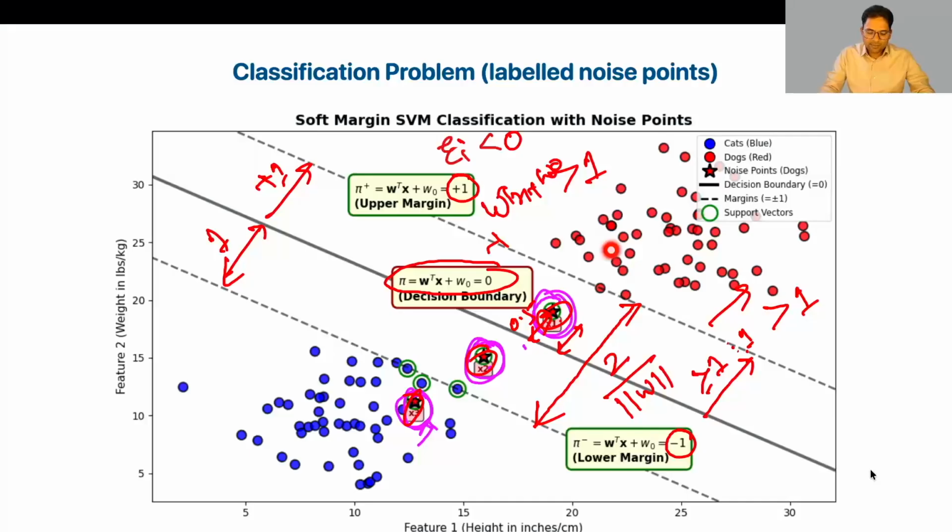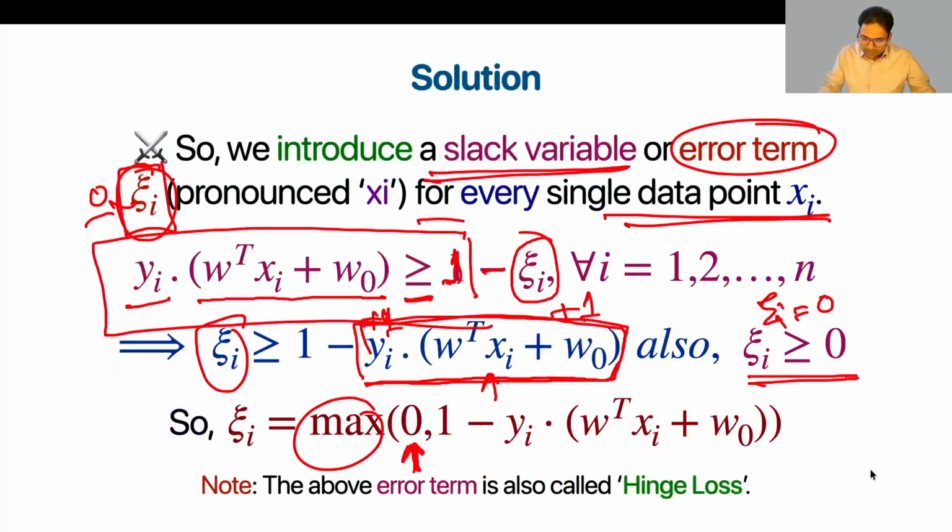So I'll give a max value, meaning you are correctly classified, and the error term value will be equal to 0 for all the correctly classified points. Here also it will be 0 because they are correctly classified. Whatever the maximum is, that is the value. For the others which are not classified properly, the error will be greater than 0, and we'll see how. The above error term is also called hinge loss.